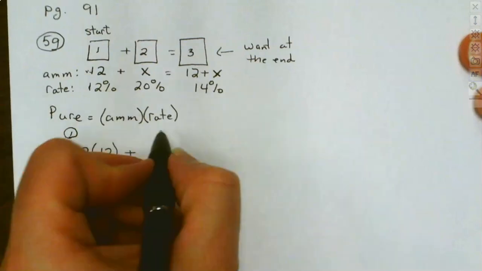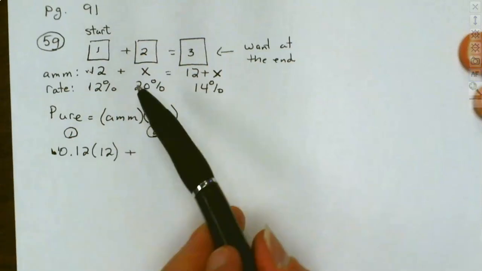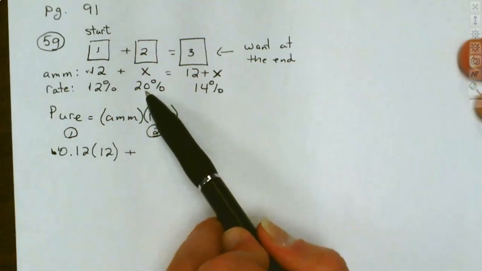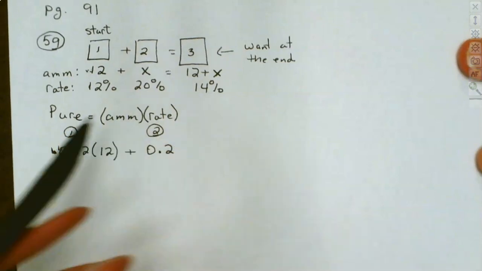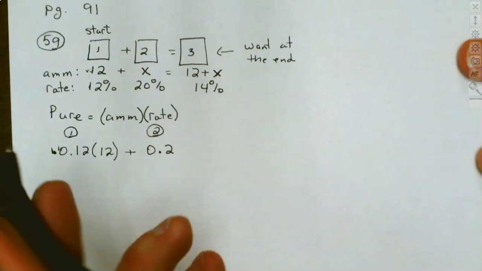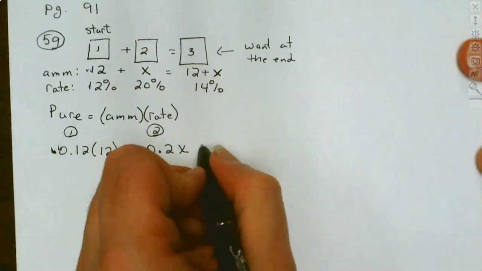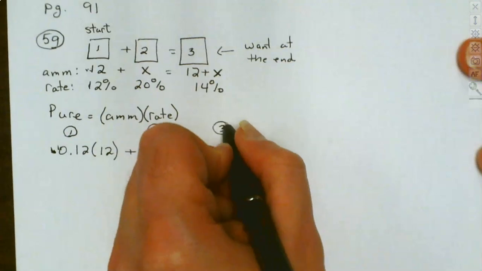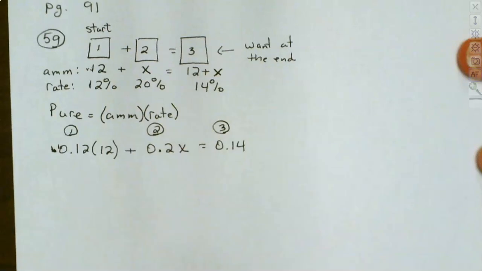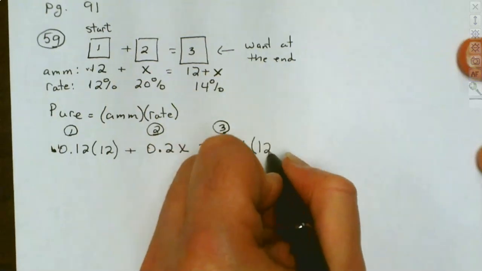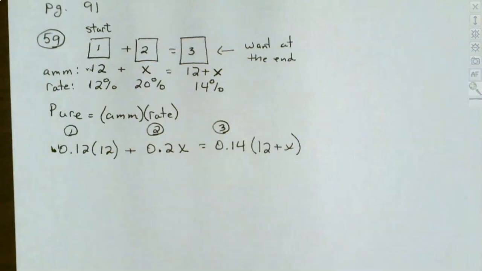And what about the second one? Well, we need 20%. And what's 20% as a decimal? 0.2. And how much is in there? Unknown amount, X. Box 3 is on the other side. So what do we have? We have a 0.14. And how much is in there? 12 plus x. And now we've got our equation, and now we can finish it.